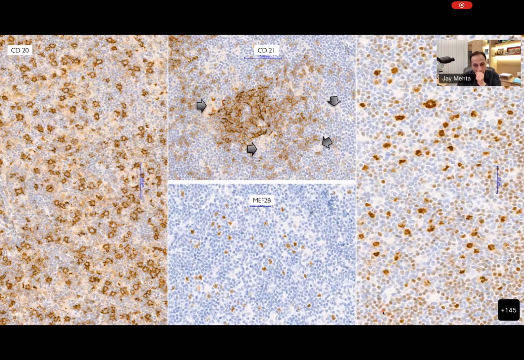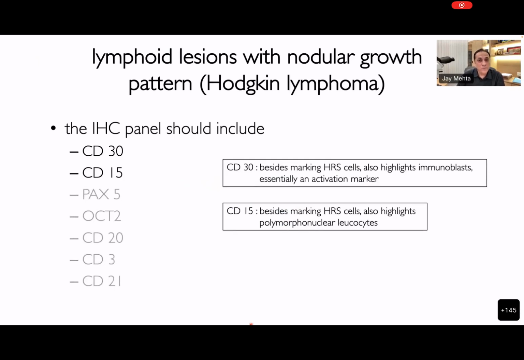MEF2B, I told you, is a good marker of follicle germinal center origin, but it's an excellent marker to mark LP cells as well. So if you sometimes have difficulty in distinguishing between a classic Hodgkin lymphoma and a nodular lymphocyte predominance Hodgkin lymphoma, sometimes MEF2B can bail you out because it's not supposed to be expressed by the Hodgkin Reed-Sternberg cells.